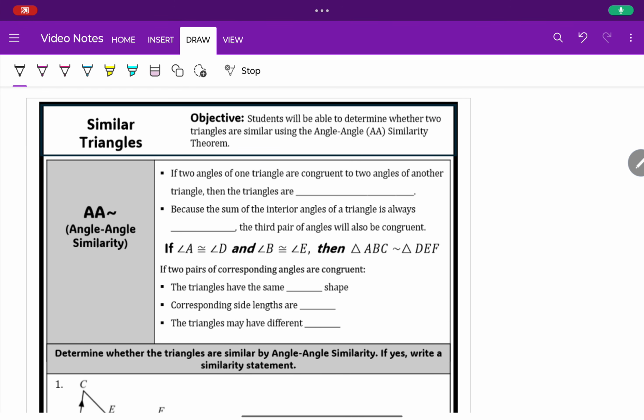Welcome back to our video notes on similar triangles. Today we are going to begin looking at some of our similarity theorems.